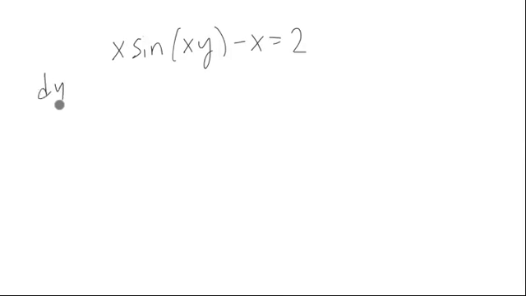Let's take a look at implicit differentiation. Again, another example. Suppose we had something like x sine of xy, and maybe minus x, is equal to 2. And we would like to compute what dy/dx is equal to, and it could be a function of x and y, that's just fine.